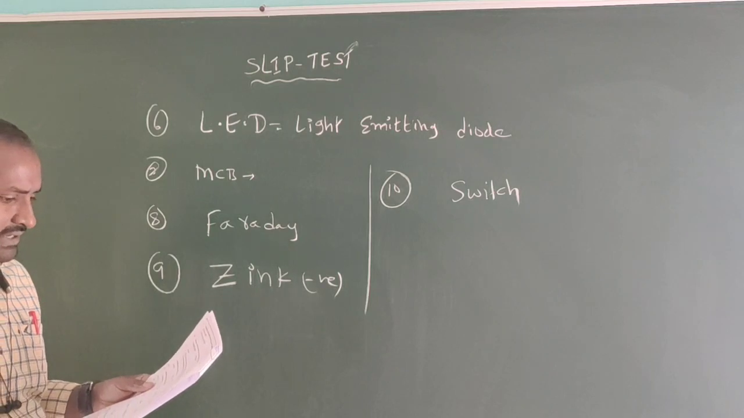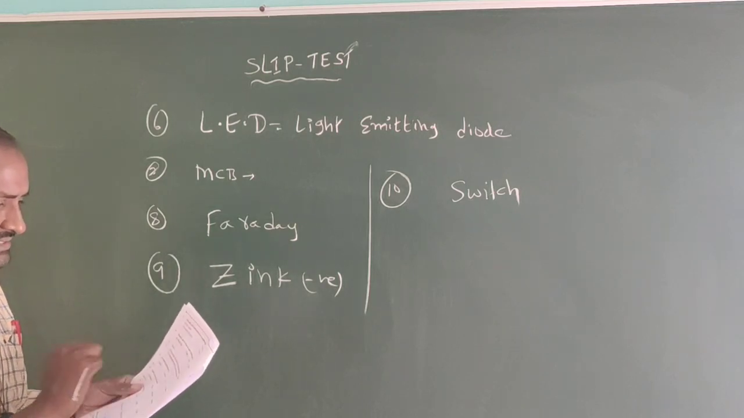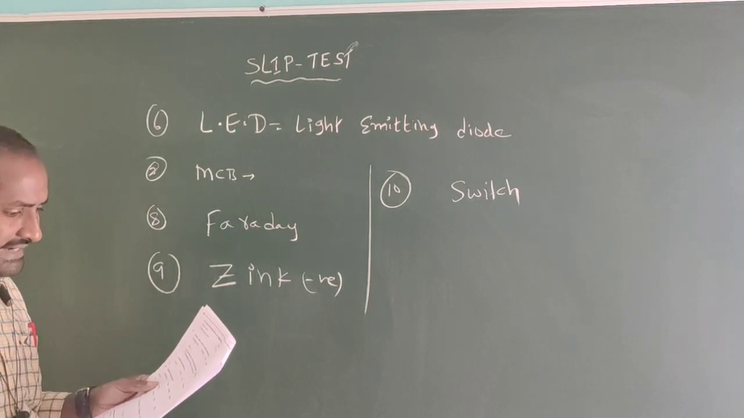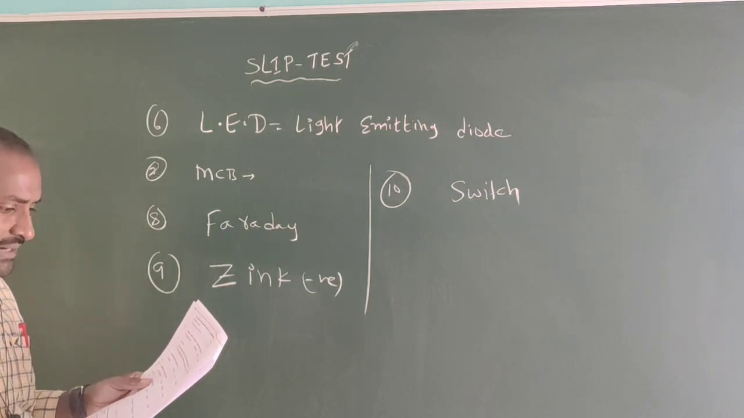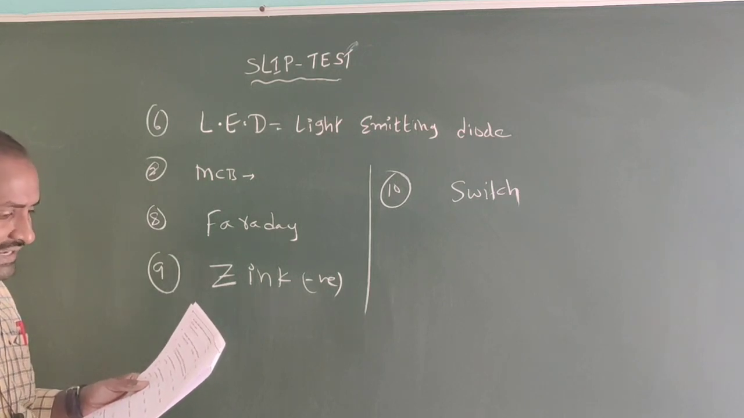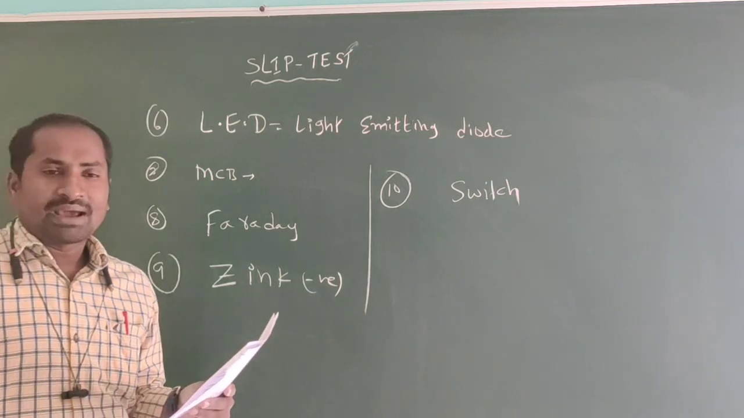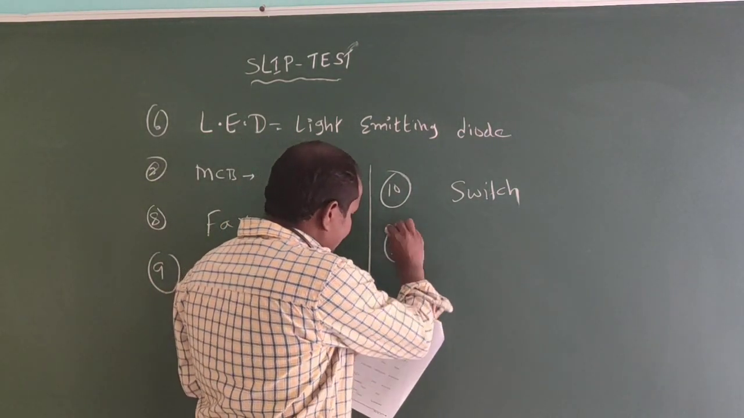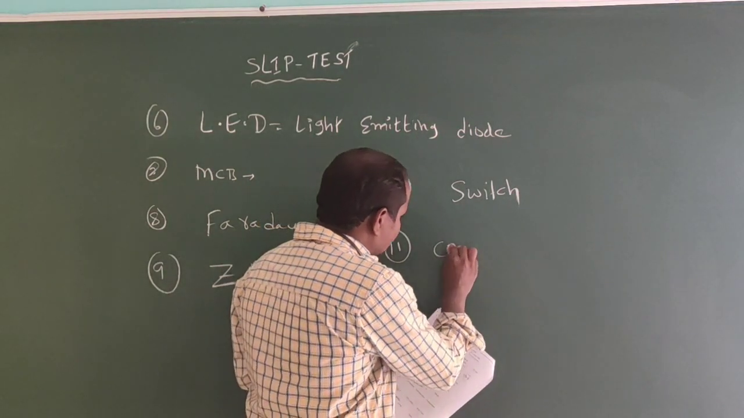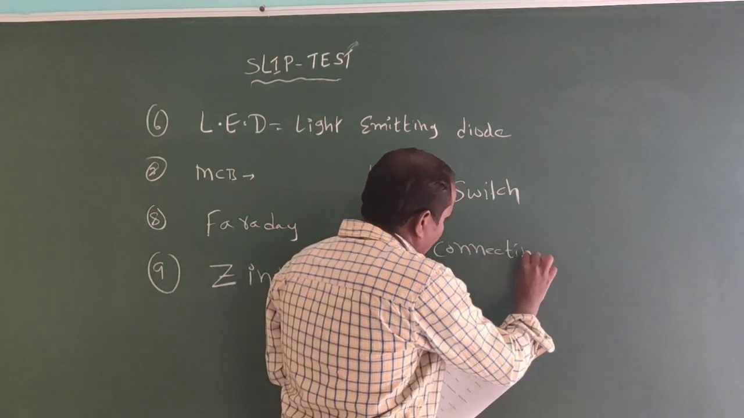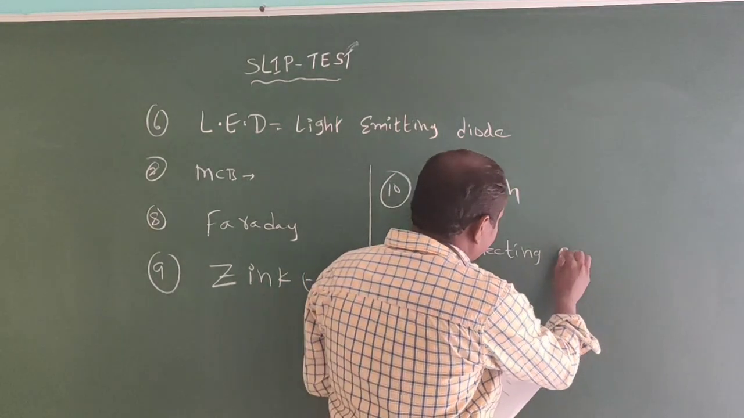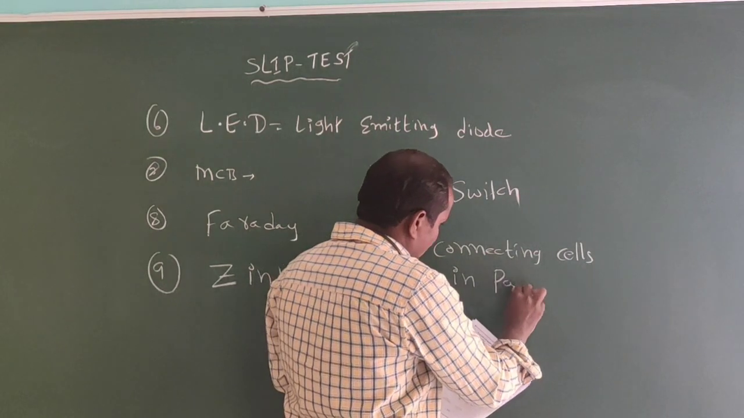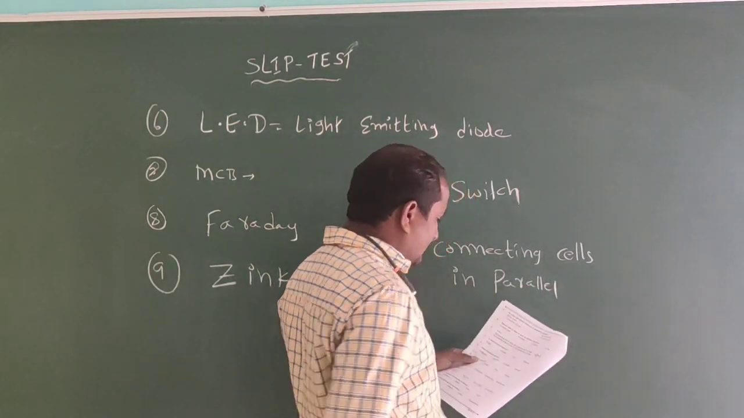Next, a diagram is given. All positive terminals of the cells are connected at a single point, and all negative terminals are connected to a single point. The connection is called a parallel circuit. Connecting cells in parallel.